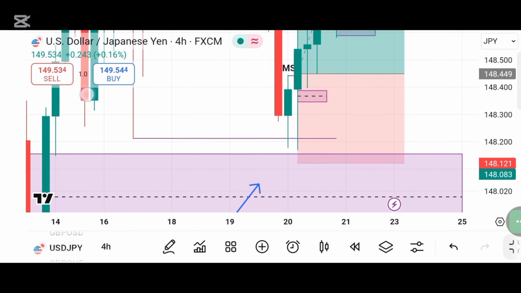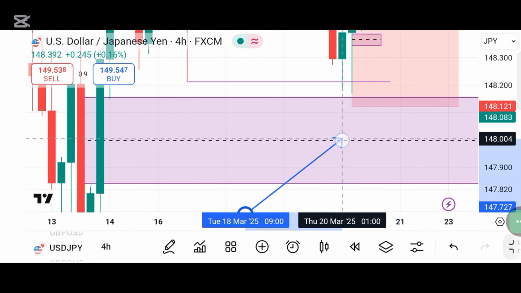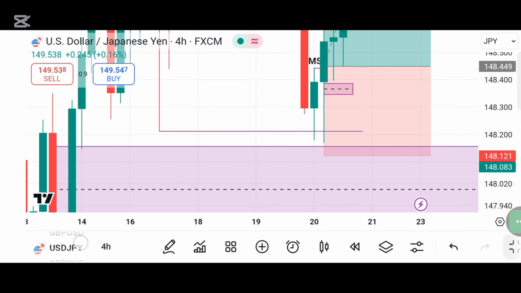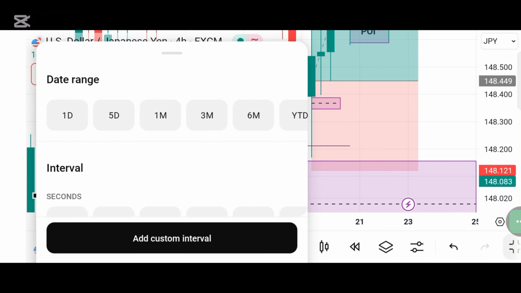Then the second thing was I was expecting price to come to at most 50%, which is this middle here of the fair value gap, but for some reason price did not really come into the fair value gap. Then let's go as low as 15 minutes, where I do take my entry from.